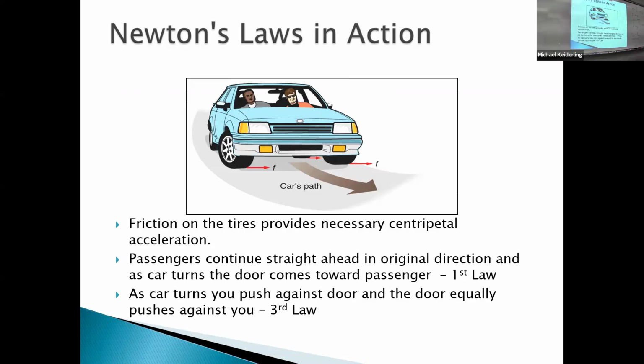So here this weight is pushing down on the table with a force of 9.8 newtons, and the table is pushing up on it with an equal and opposite force of 9.8 newtons.